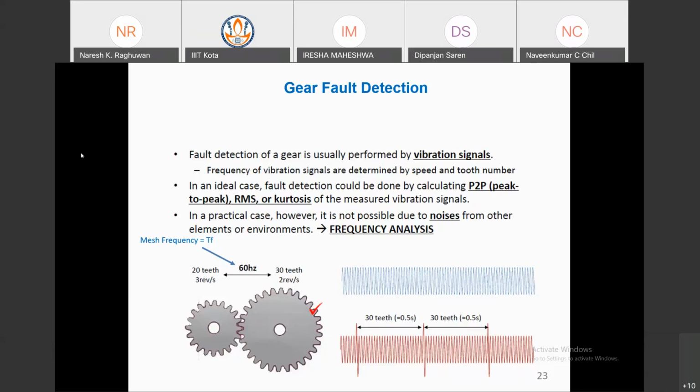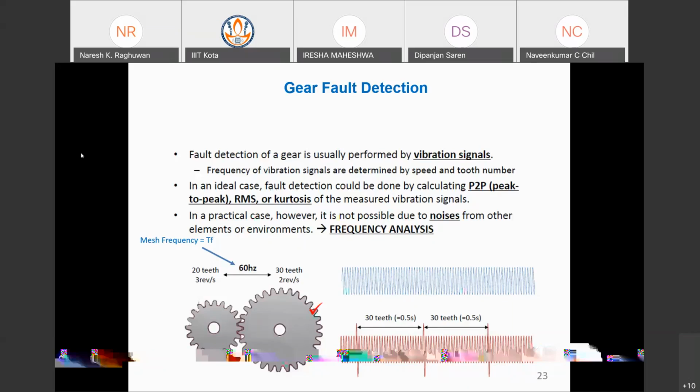So this is the graph. This graph is shown in the red color, that's 30 T. This is for the larger gear, so the time period is 0.5 seconds. The peaks are there, but if we are calculating 20 by 60, then the period will be less than 30 by 60. So the time period will be less for a small gear, so the time period in the signal will be less. With the help of this time period analysis, you can see whether the fault is in the larger gear or the smaller gear.